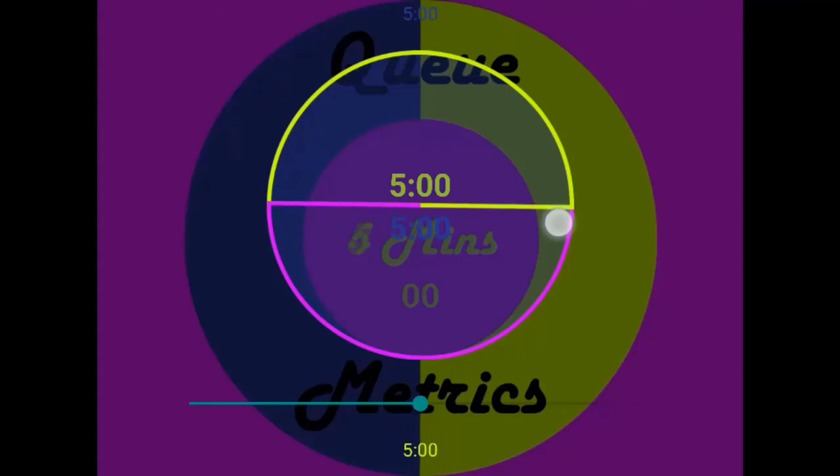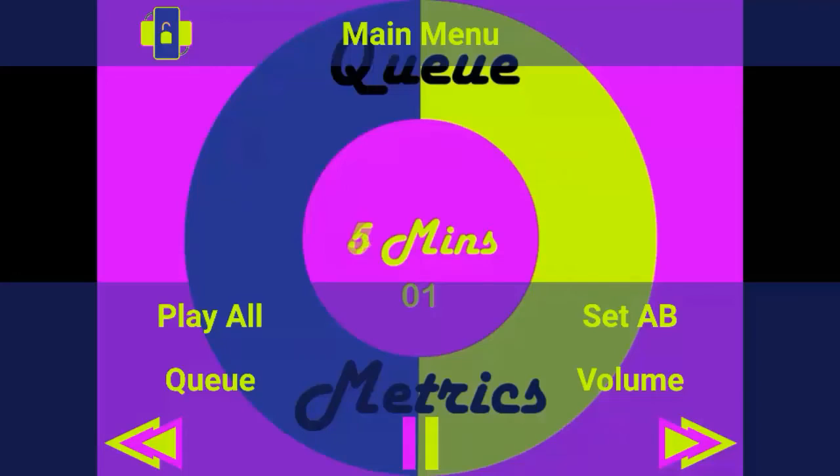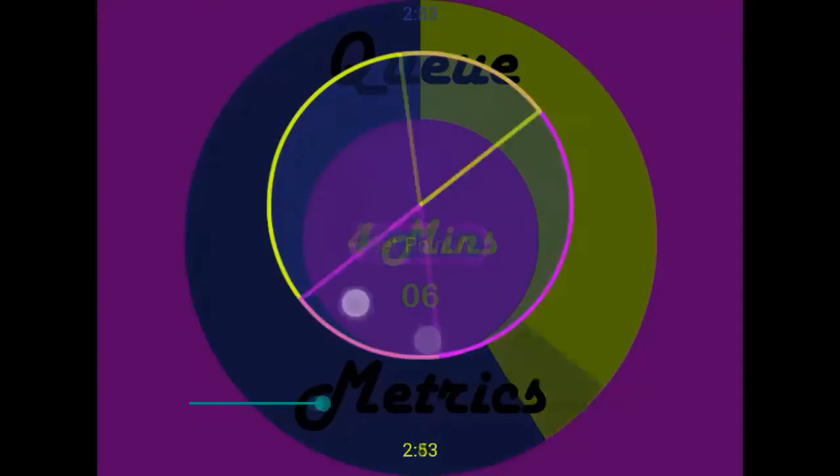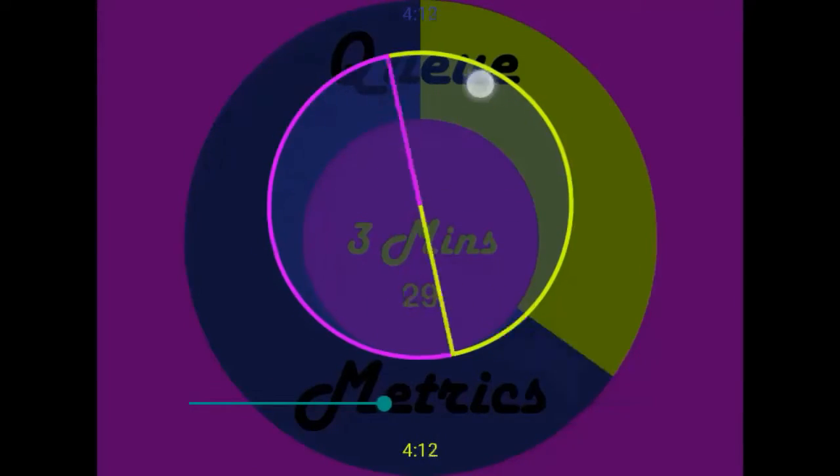The same dial can be used for setting AB repeat points. Simply bring up the menu, press Set AB, rotate to point A, release, and then rotate to point B.